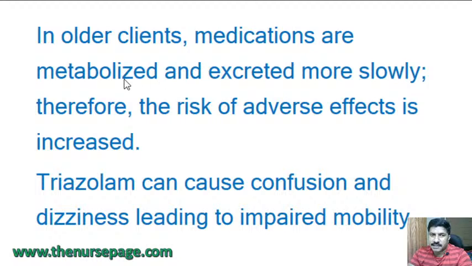So in geriatric patients, the medications are metabolized and excreted very slowly. Therefore, the risk of adverse effects is increased. In geriatric cases, we will give a very minimal dose only to get adequate reactions. If it is not getting adequate action, we will gradually increase the dose. But in the initial condition for geriatric patients, we will give a very minimal dose only, compared to the adult dose. Triazolam can cause confusion and dizziness leading to impaired mobility. That is why the adverse effect is impaired mobility.